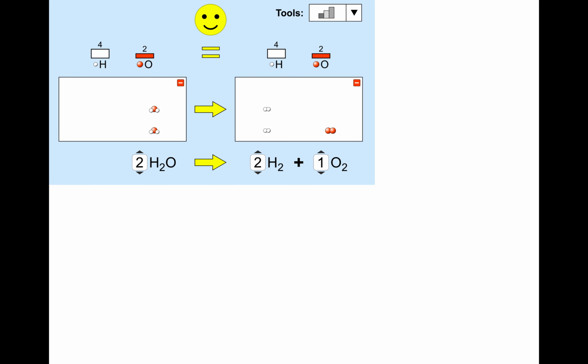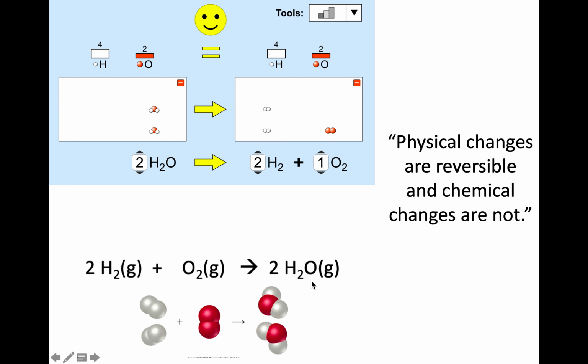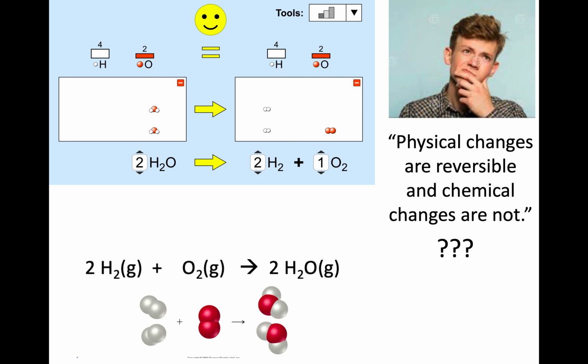This is showing the decomposition of water into hydrogen gas and oxygen. This is just the reverse of the reaction that we used to first introduce the idea of hydrogen and oxygen combining to form H2O. Now, you might have heard that physical changes are reversible and chemical changes are not. Based on what we have on this screen, that seems perplexing, because we've just taken a chemical reaction and we've written it in the reverse.